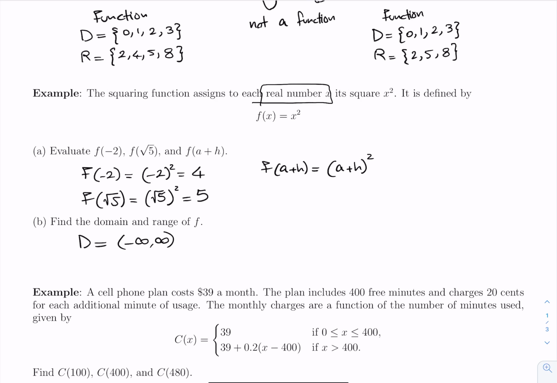Now range. Range would be the set of all f of x's. What do we know about f of x here? What do we know about x squared here? We know that x squared is never negative. We know that x squared is always greater than or equal to 0. That means f of x is always greater than or equal to 0. So the range of this function would be all the real numbers starting from 0 to infinity.